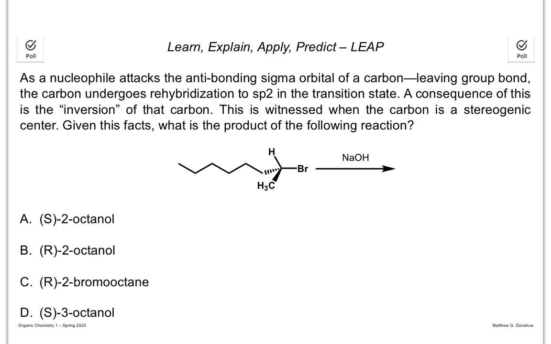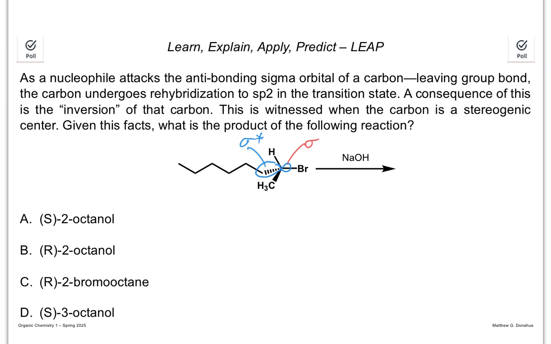So as a nucleophile attacks the antibonding sigma orbital of a carbon-leaving group bond, so that's this, that's the sigma bond. The antibonding orbital is right behind it, so sigma star. The carbon atom undergoes a rehybridization to sp2 in the transition state. A consequence of this is the inversion of that carbon. This is witnessed when the carbon is stereogenic.